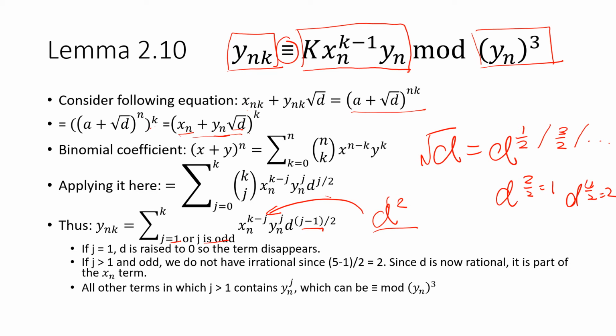Now we can say that all the terms where j is greater than 1 contain y of n to the power of j, which can be multiplied by y of n cubed.